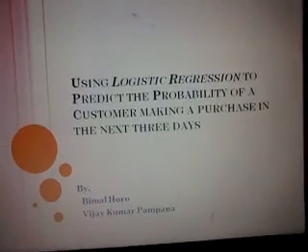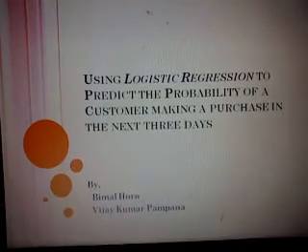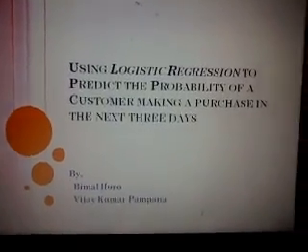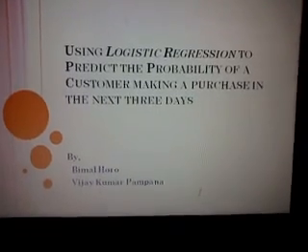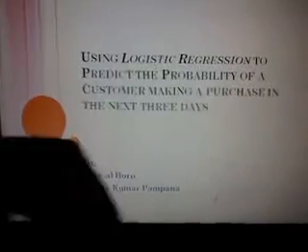Hello sir, our topic is using logistic regression to predict the probability of a customer making a purchase, say in the next 3 days, based on his past purchase data. My teammate is Bimal Horo and I am Vijay Pampana.